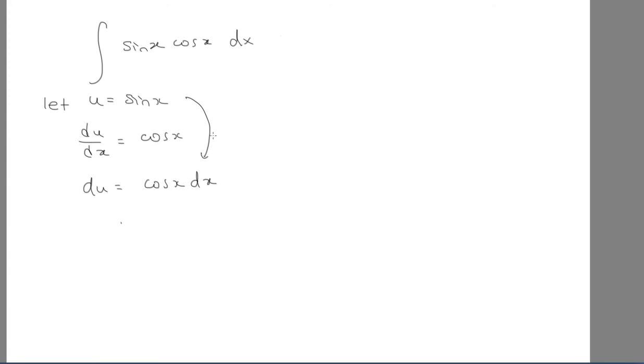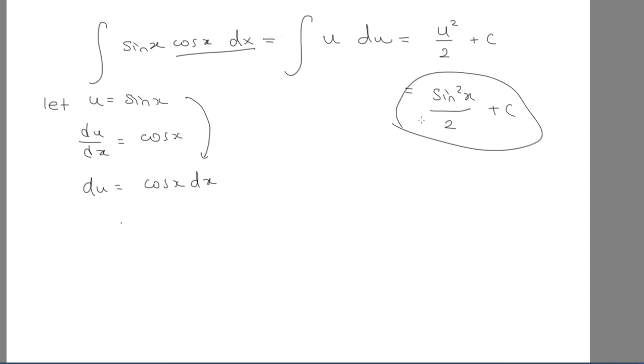Now, this can now be written as integration of u du. Oh, that's very interesting. How do I integrate that? That's u to the power of 2 over 2 plus c. Okay? So this turns out to be equal to sine squared x over 2 plus c, because u is equal to sine x. So that's it. You can see if that differentiates to this. You can try that as well.